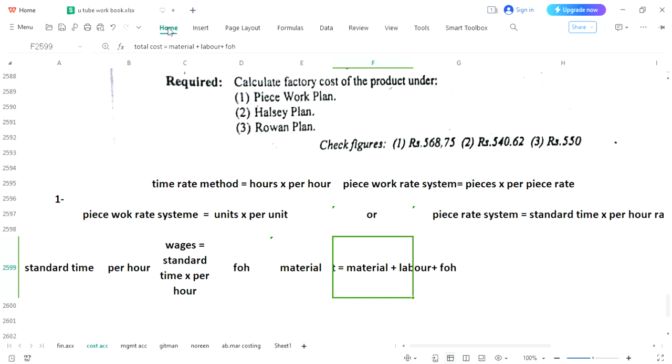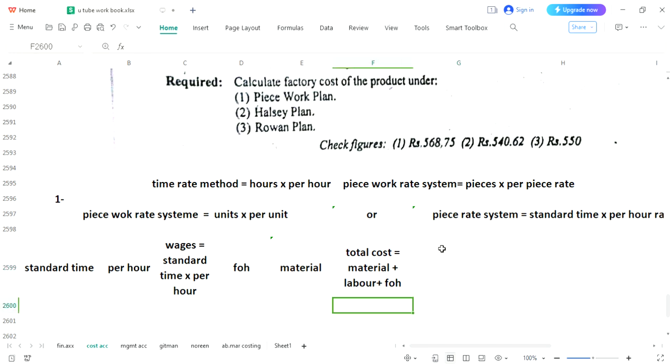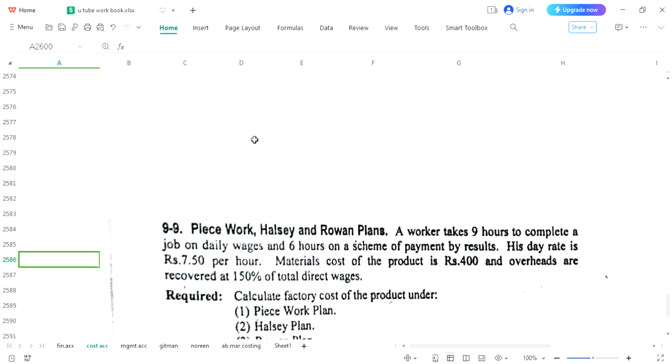When we started this question, I introduced that in management accounting we are concerned with only three factors: material, labor and FH. Material is given in the question, FH is also mentioned in the question, and wages, as usual in this labor chapter, we will calculate. Finally, the sum of these three would be our total cost. And the same would be done for Halsey, the second part, and the same would be done for Rowan. So now it's time to read our question.